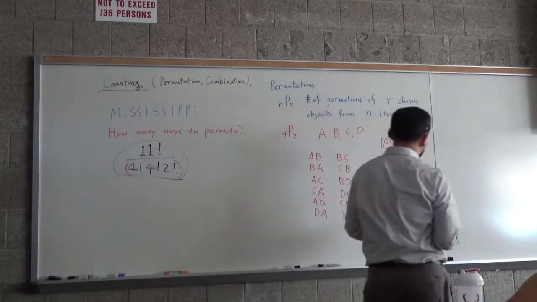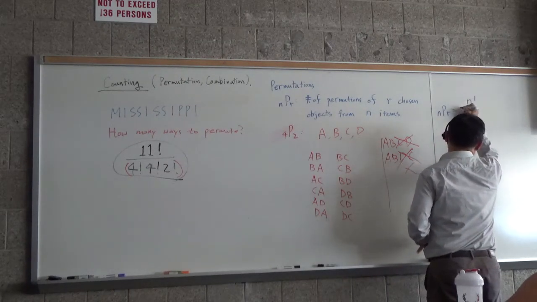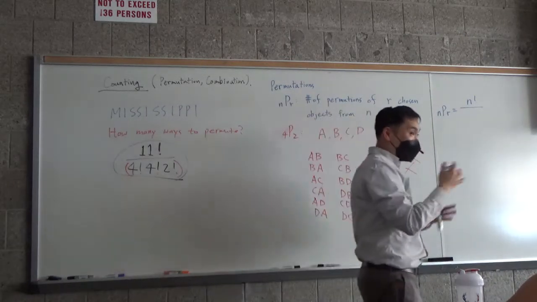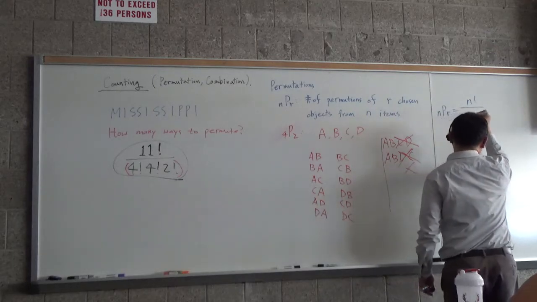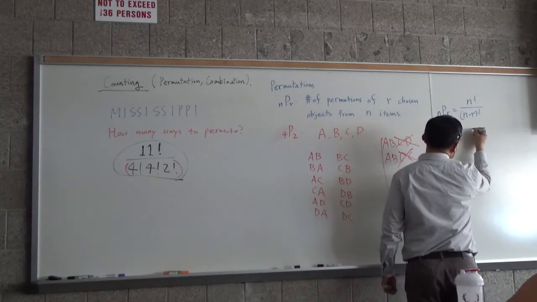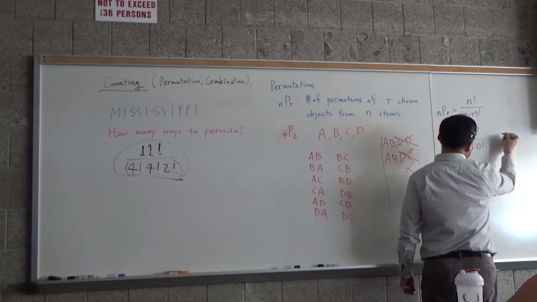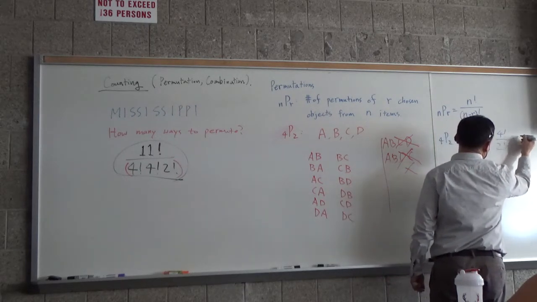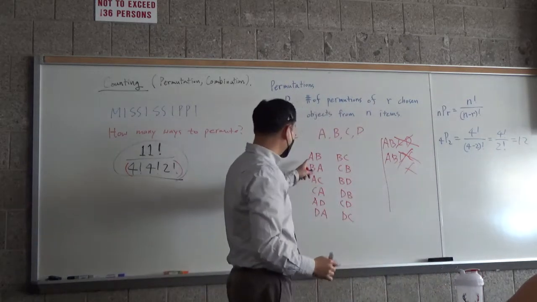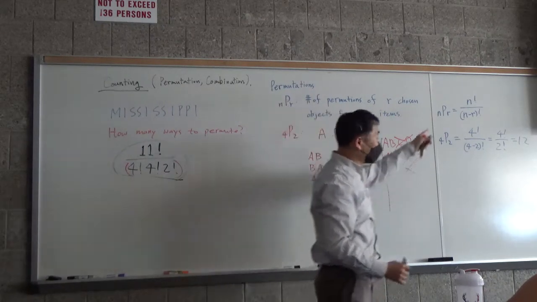So the formula for NPR is you order the entire N, but because you're erasing the N minus R items, you're getting rid of them. So in our case, 4P2 would be 4 factorial divided by 4 minus 2 factorial, which is 4 factorial divided by 2 factorial, which is 12 if you compute it. And this is really saying we are deleting the last two letters. Okay, so that's the formula for NPR.